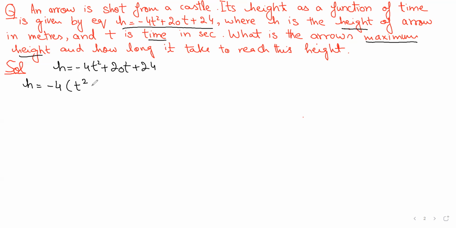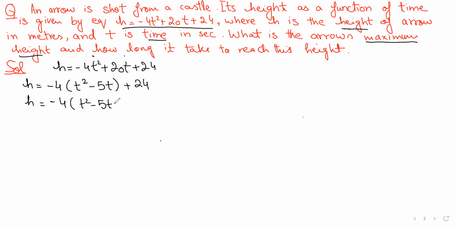So inside would be t squared minus 5t. Just keep one thing in your mind, that the common factor is taken between these two terms, not with the third one. We don't include the third one. Now, h equals negative 4 times t squared minus 5t.